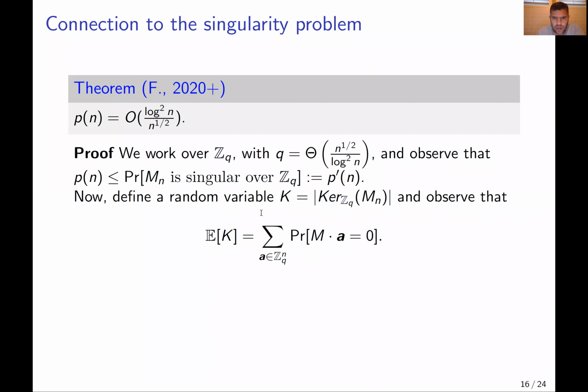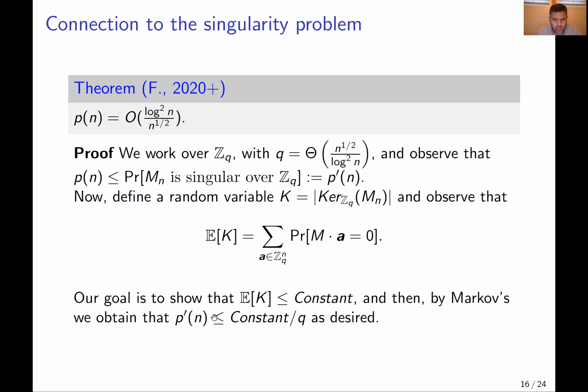And now let's define a random variable K to be the size of the kernel of the random symmetric matrix M_n over Z_q. Basically we want to completely discretize the problem and work in a finite set. So we want to work in Z_q to the n, and observe that the expected size of the kernel, by linearity of expectation, is just the sum over all vectors a in Z_q to the n of the probability that M_n times a equals 0.